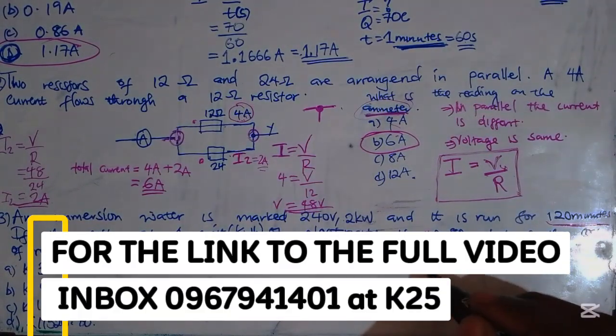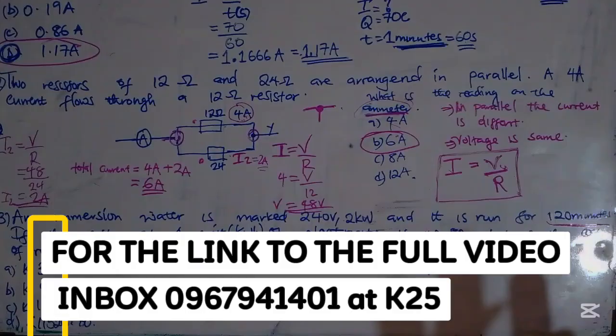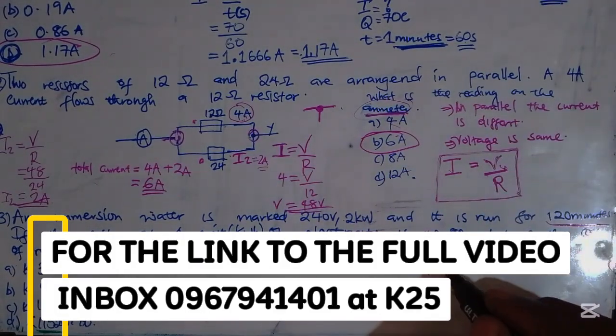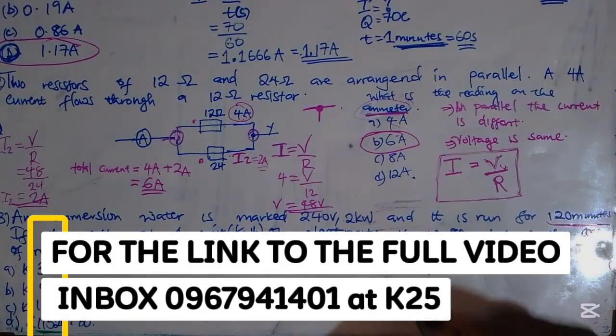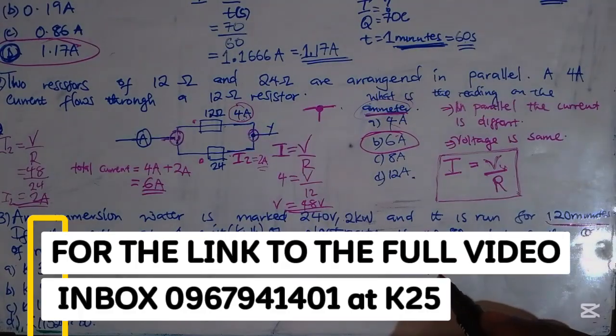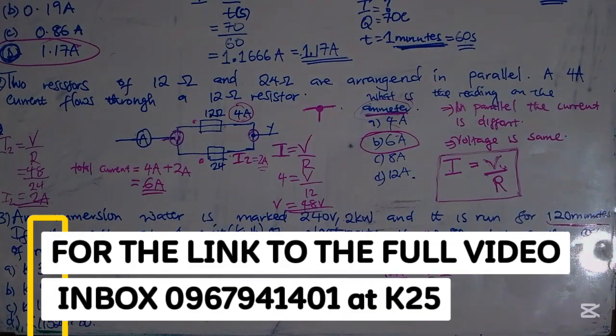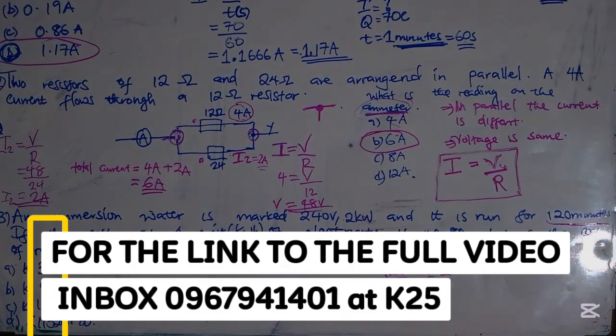So this question is saying they have a water heater, and this water heater has been marked with what? 240 volts, 2 kilowatts. So what is the meaning of these two units? So remember, whenever you see volts, it's the what? Potential difference. Whenever you see watts or kilowatts, this is the power. So here we have the power and the potential difference. So the question is asking us to calculate the cost. So how do you calculate the cost?